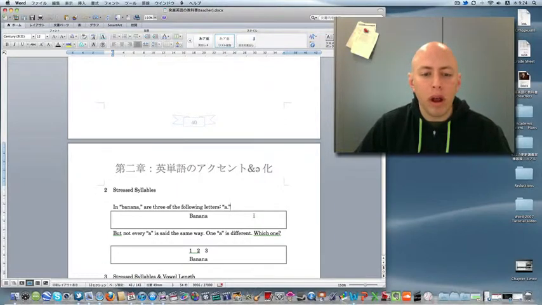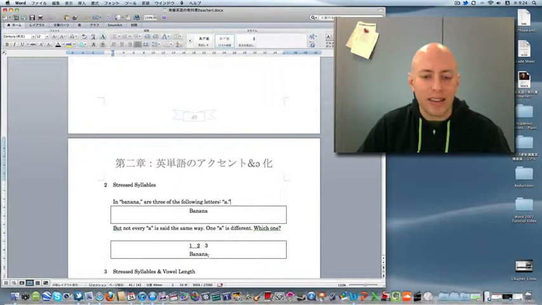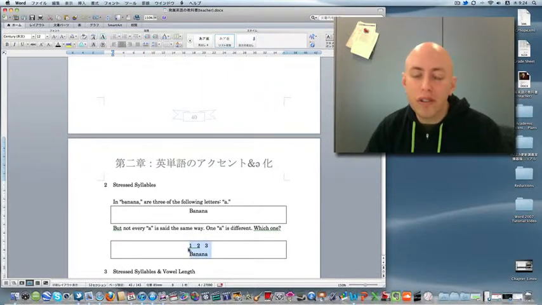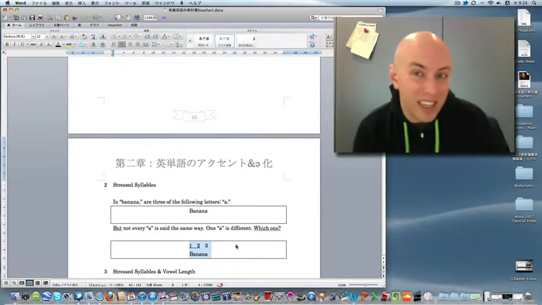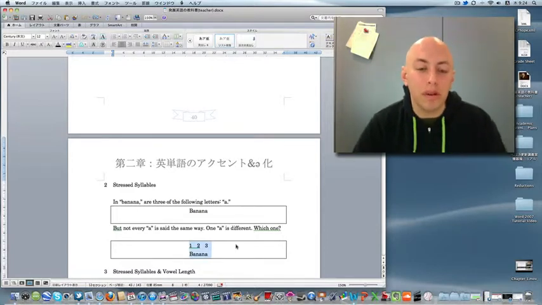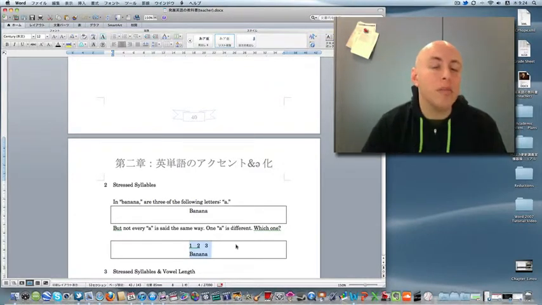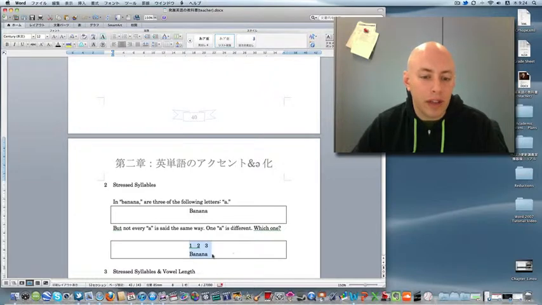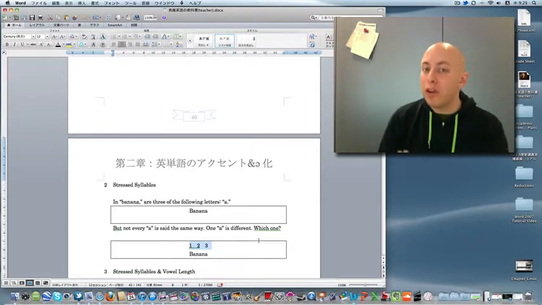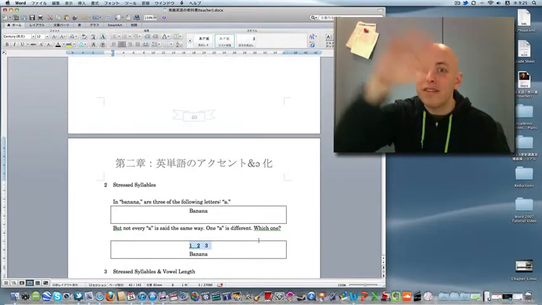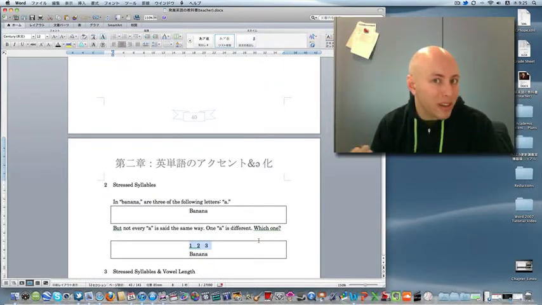But what I want you to know about English is that it doesn't want you to say all syllables the same way. Some syllables are different in English. English does not have equal syllables. So in this word banana, one syllable is different. You'll notice that there are numbers above each one of the syllables. I'm going to pronounce this word much more naturally this time, and you'll notice that one of the syllables is different than the other ones. Which one is different? Can you hear it? Ready? Here we go.